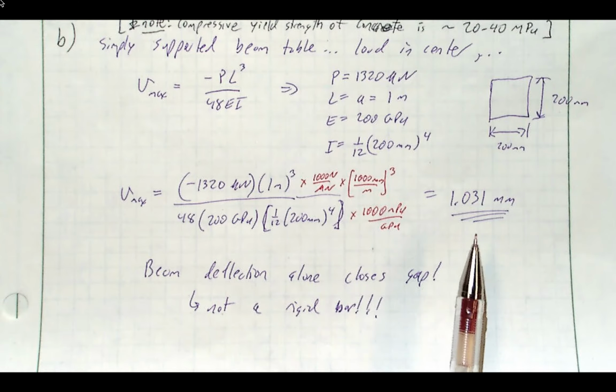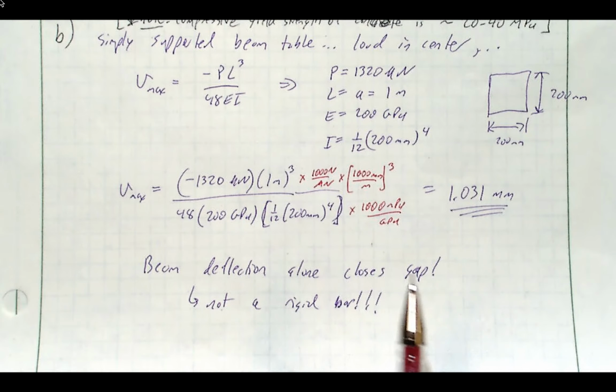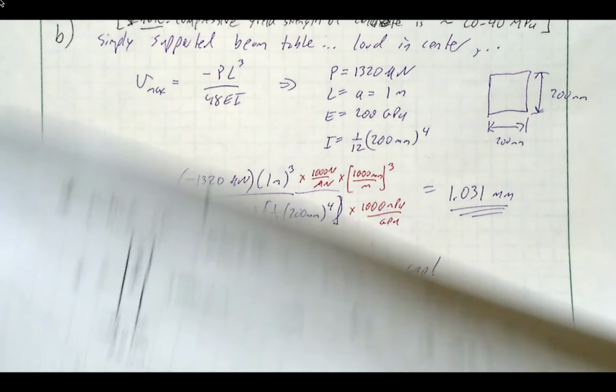Remember, the original gap was 1 millimeter. So the beam bending itself is of the same order as the deformation in the concrete. If we just had the beam deflection and assumed the concrete pillars were rigid, we would close that gap also. So assuming this is a rigid bar actually isn't that good of an approximation. As the load gets heavier and heavier, the beam is going to bend, and we're going to make contact with that middle post a lot sooner than our original analysis showed.